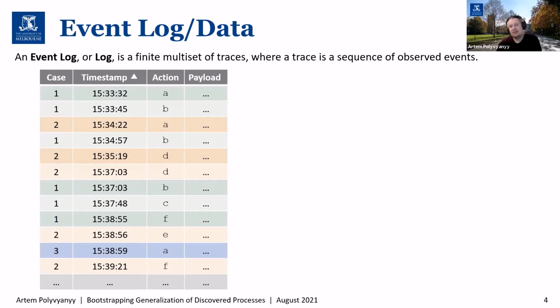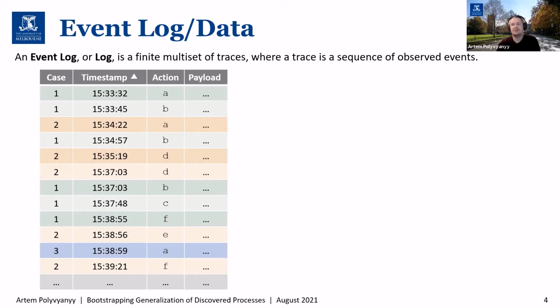As you see on this slide, each row corresponds to one event, and in process mining we have agreed over time that each event should have at least three attributes. These attributes are case ID, timestamp, and action. Case ID refers to a particular instance of a process.